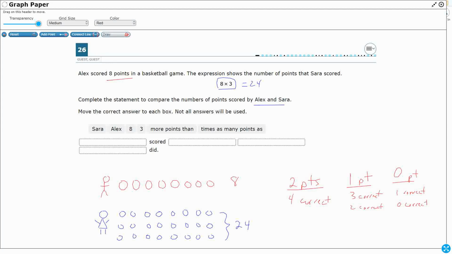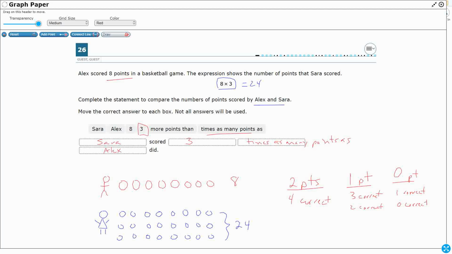And that's what we want you to understand: multiplication is not just groups of. It's not 8 groups of 3. Sometimes you use multiplication to compare, 3 times as many or 8 times as many. So she scored 3 times as many points, okay? So how are we going to write that? Sarah, since we're talking about her, scored 3 times as many points as Alex.